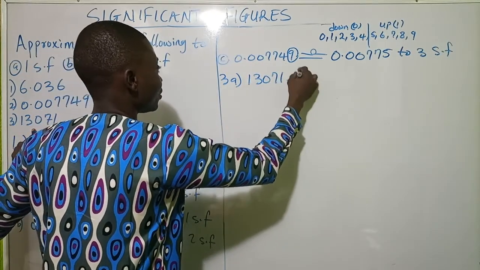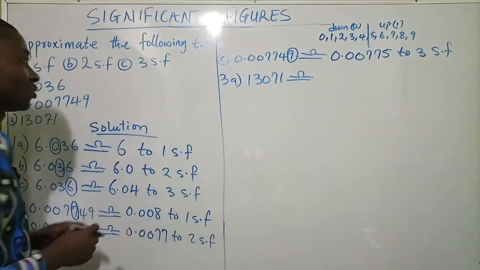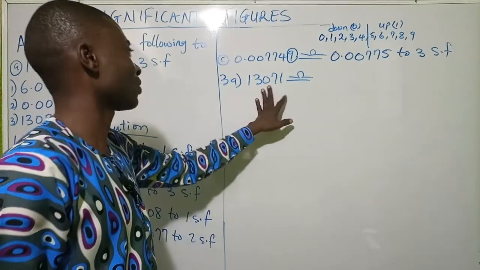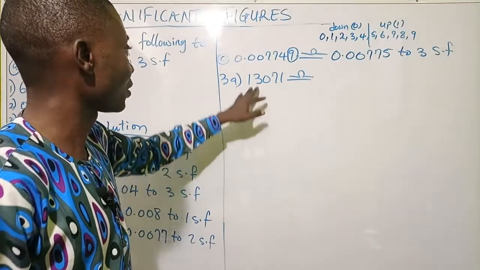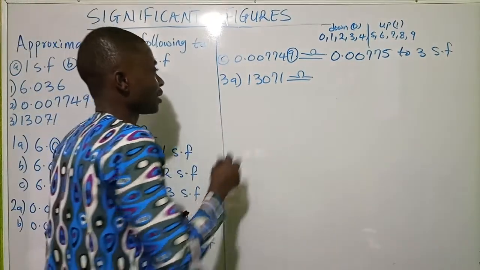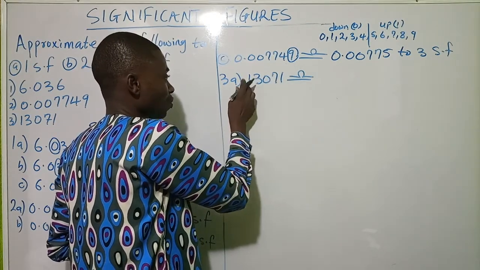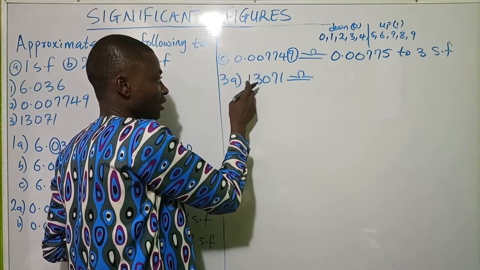13071. Now you're going to see something different here. This is a whole number, a complete whole number, no decimal at all. Now we're going to approximate this to what? To one significant figure for us. That means we want to see only the first one.